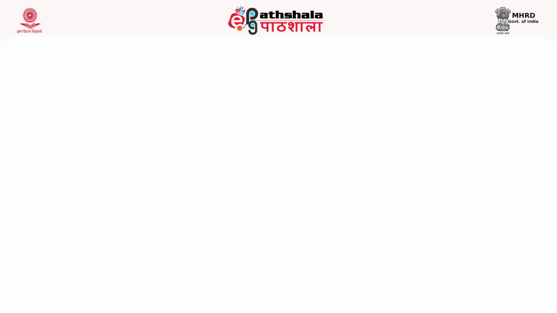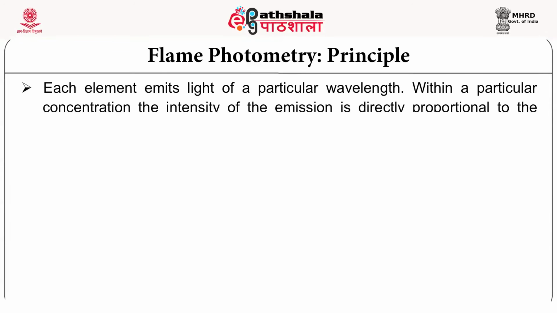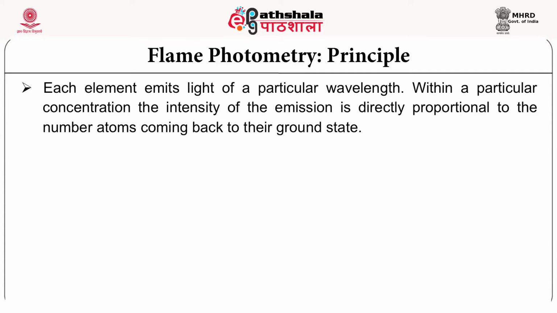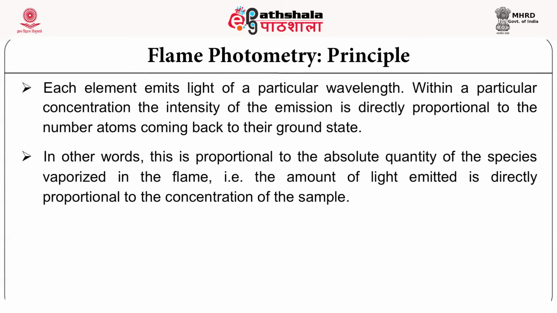Let us talk about the principle on which flame photometry works. Each element emits light of a particular wavelength. Within a particular concentration, the intensity of the emission is directly proportional to the number of atoms coming back to their ground state. In other words, this is proportional to the absolute quantity of the species vaporized in the flame, that is, the amount of light emitted is directly proportional to the concentration of the sample being used.